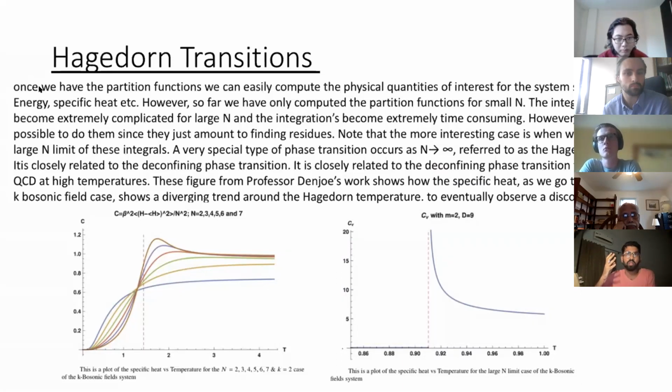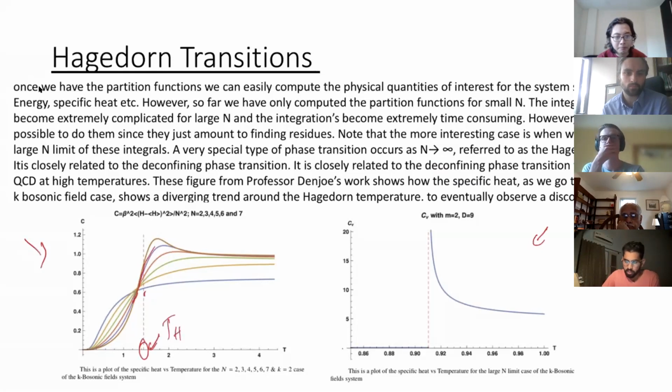It is important to note that there's a lot of structure when we go to the large n limit. These two pictures are from Professor Denjo's work, where he plots the specific heat and the energy. Over here, I'm just showing the specific heat for n equals 1 to 7. One can note that as we go to larger n, there's a clear divergence approaching at this particular point. This point is what is known as the Hagedorn temperature.